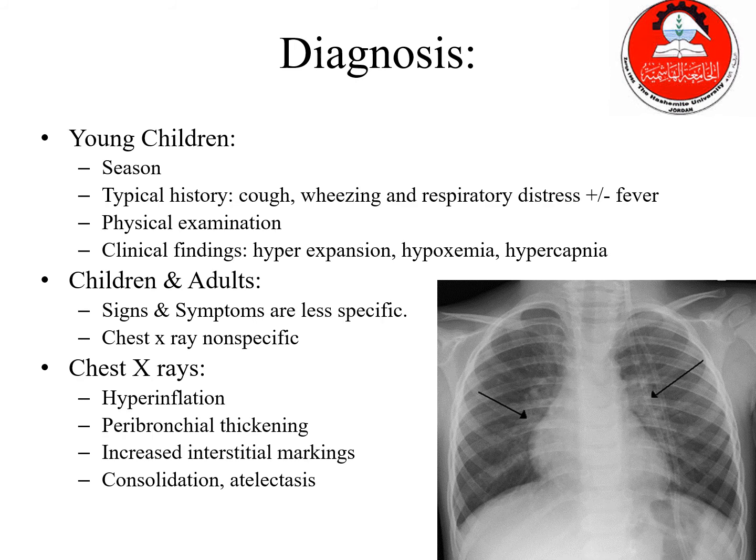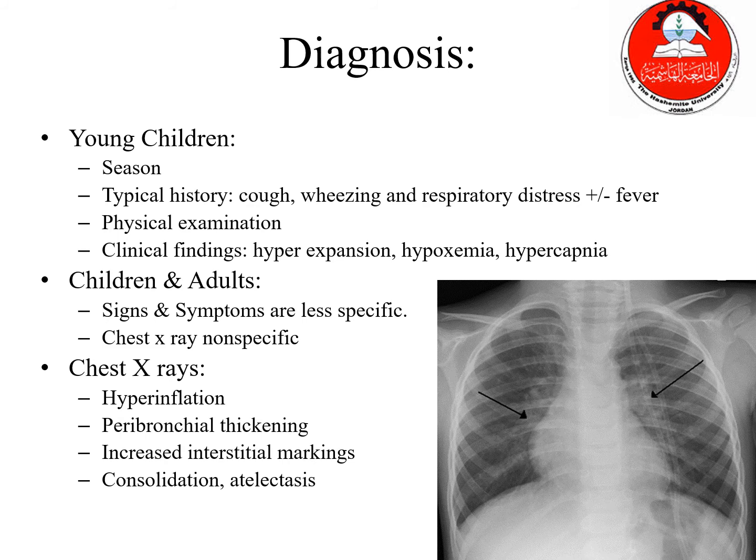Physical examination could be another way to reach a diagnosis of bronchiolitis or bronchopneumonia. Also, the chest X-ray might show hyperexpansion. Following the blood gases, we might see hypoxemia or hypercapnia as a result of difficulty in breathing. In children and adults, signs and symptoms are non-specific, and the X-ray is not that helpful.